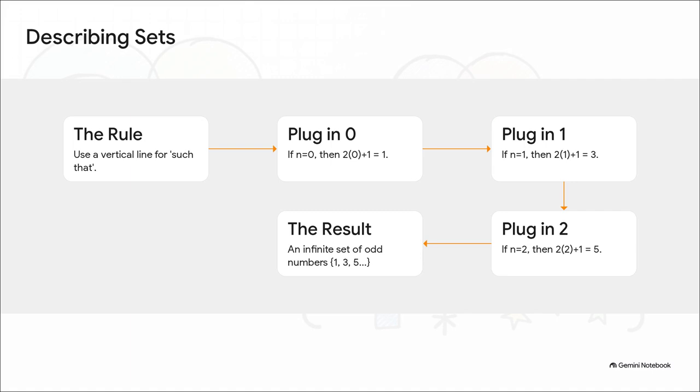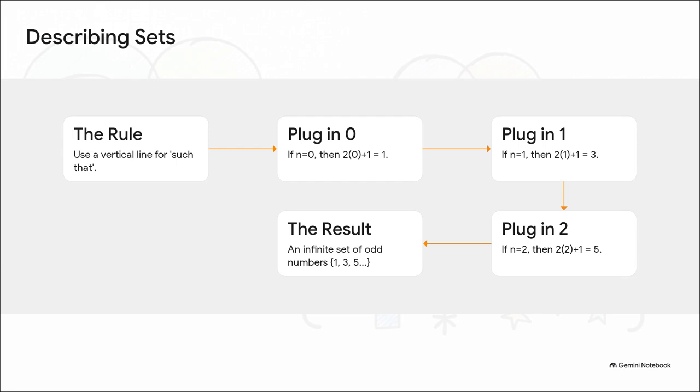But wait, what if your box has way too many toys? Like, what if you want to put all the odd numbers in a box? I mean, you can't write 1, 3, 5, 7, 9 forever. Mathematicians are, well, efficiently lazy. So we describe sets with a rule. Look at this. {2n + 1 | n is an integer}.